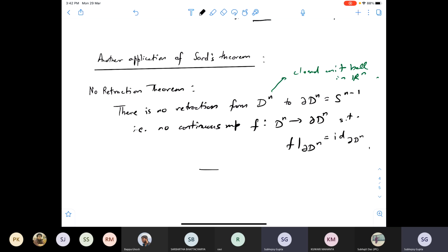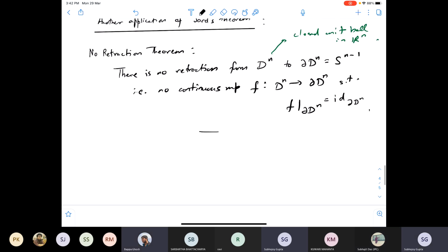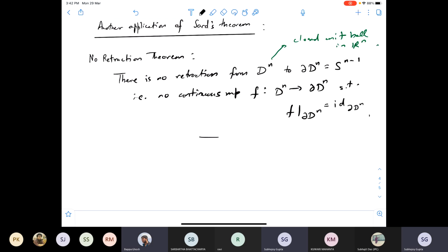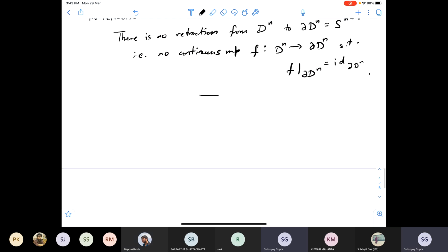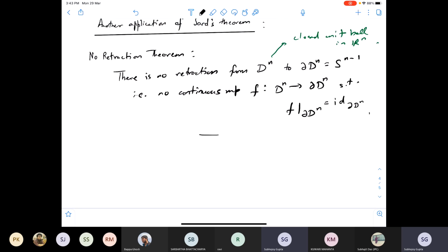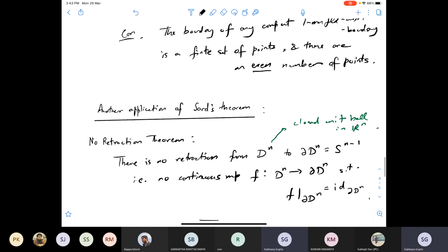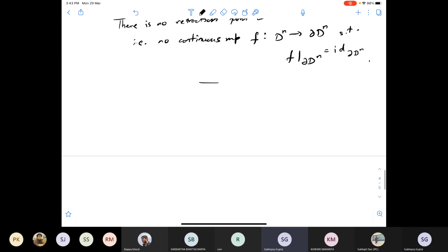Anyway, I don't know whether you've seen this. Have any of you seen the no retraction theorem? In algebraic topology, yes. Yeah, that's right, you would have seen it in algebraic topology. I guess not all of you have done algebraic topology, but this is one of the theorems you encounter very quickly when you learn about homology and so on. Anyway, we can prove this using Sard's theorem, as follows.